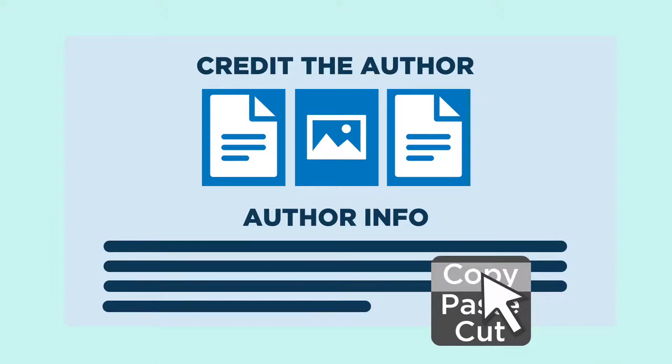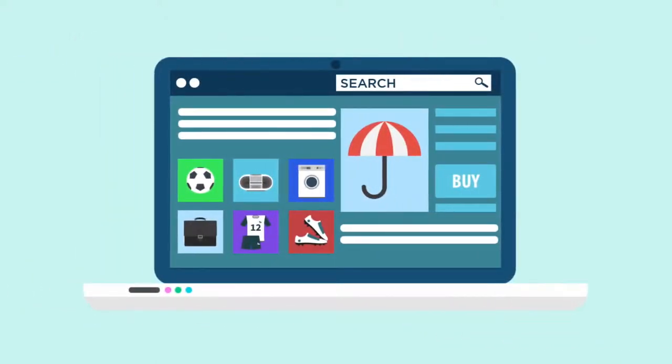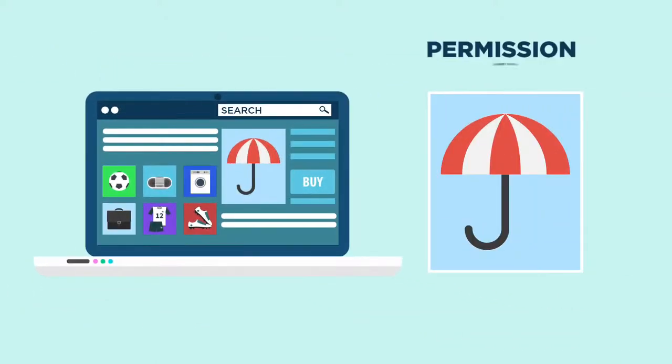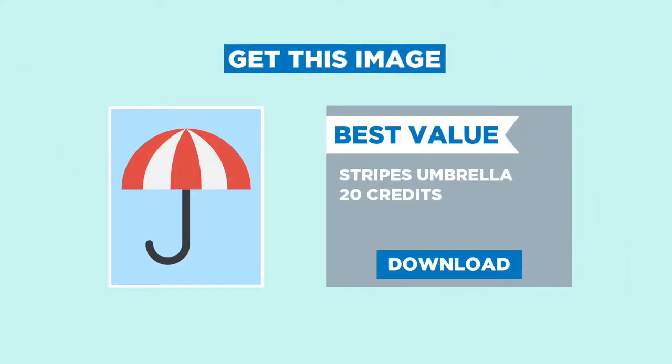for their work. When you are using someone's work in a product that you are selling, you should first obtain permission from the author. You might also have to pay for a license to use someone's work.